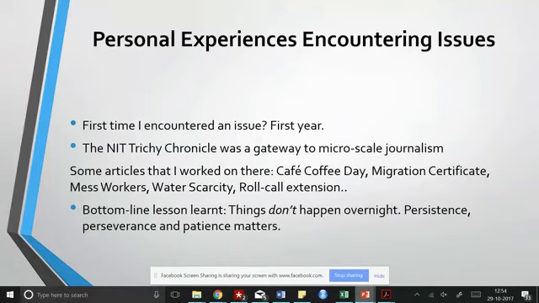Then there was an article on water scarcity. I couldn't exactly finish this as I wanted to, but I was able to at least get an idea of why the problem exists. And I think that's something that each and every one of you should understand instead of always complaining about how there's no water. Yes, the administration does know there's no water, but you should know why they are not able to take steps or where they're going wrong. And of course, roll call extension is, I think, an eternal problem.